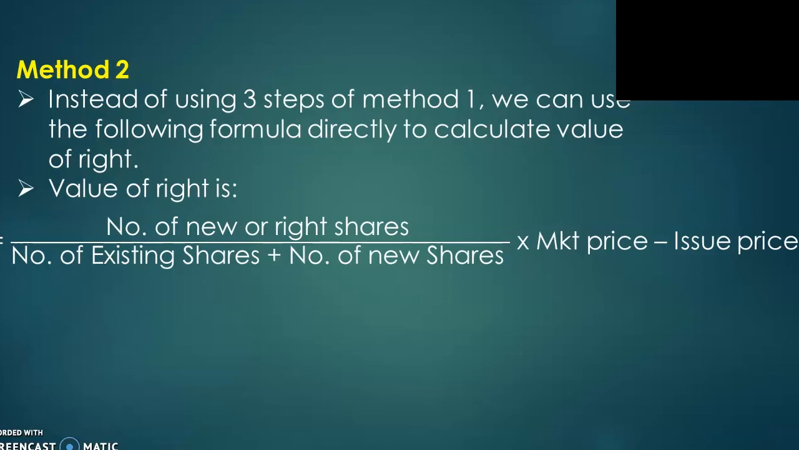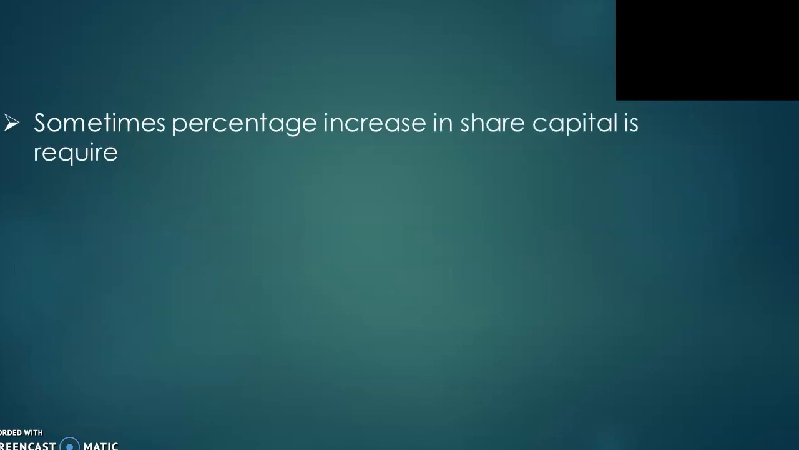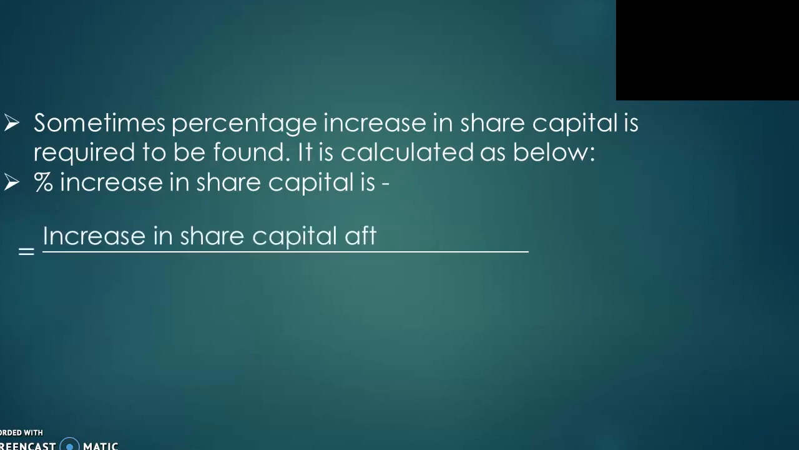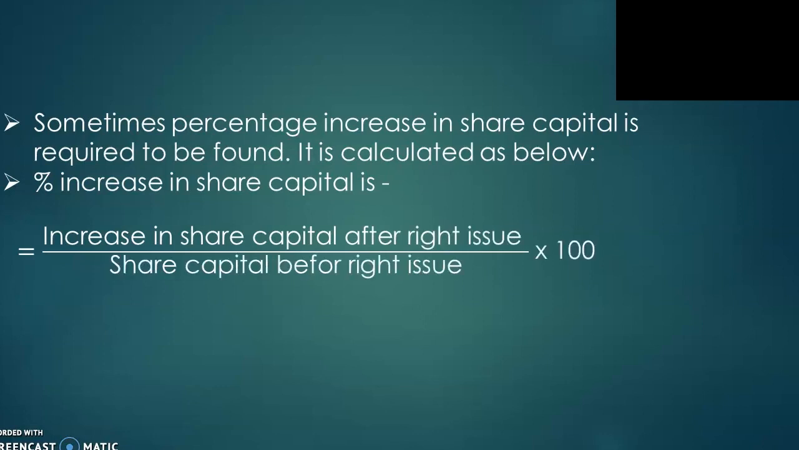Sometimes in the question paper there is another question relating to value of right, that is, the percentage increase in share capital after the right issue. How much percentage is the share capital increased after the right issue? How do we calculate that? There is a simple formula: increase in share capital after right issue divided by share capital before right issue, into 100. This is the formula for calculating percentage increase in share capital after right issue.